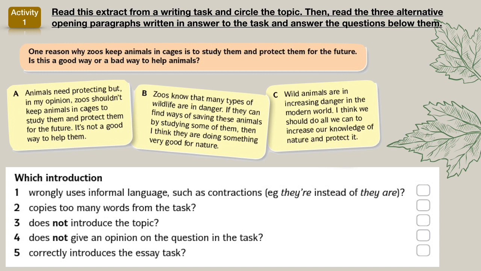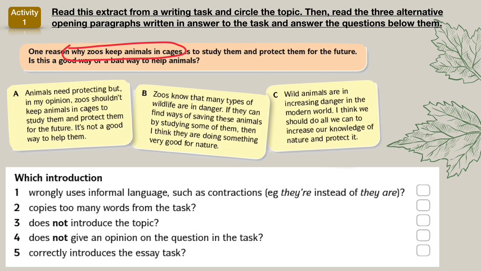So students, what is the topic? Very good. It is why zoos keep animals in cages. That is the topic. Okay, now let us read the 3 alternative opening paragraphs. A. Animals need protecting, but in my opinion, zoos shouldn't keep animals in cages to study them and protect them for the future. It's not a good way to help them.